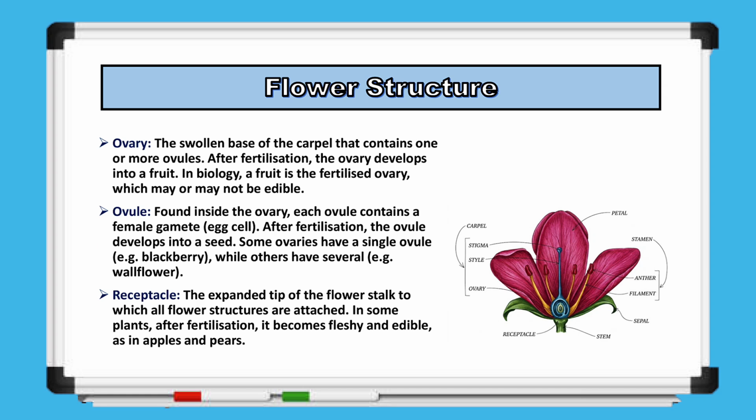And the receptacle is the expanded tip of the flower stalk, and it serves as the point of attachment for all flower structures, so in some plants, after fertilization, it becomes fleshy and edible, as in apples and pears.